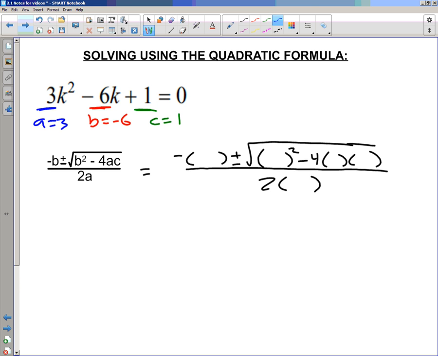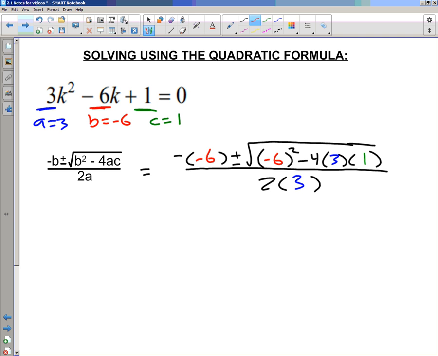So you choose your own path, but I highly recommend that you write out that form first. I think it just helps you to keep track of the signs a little bit better. Okay, let's start plugging some stuff in. First thing we want is b, so the opposite of b will be negative 6. And then we got b squared here, and then minus 4ac, a is 3, c is 1, all over 2 times a, which is 3.